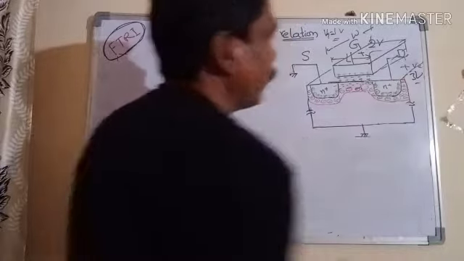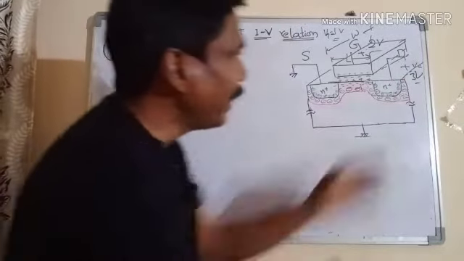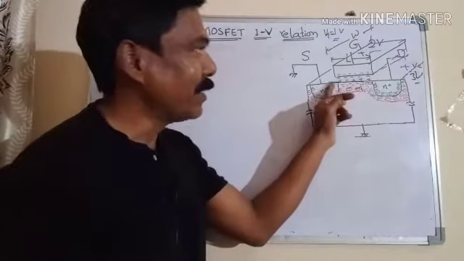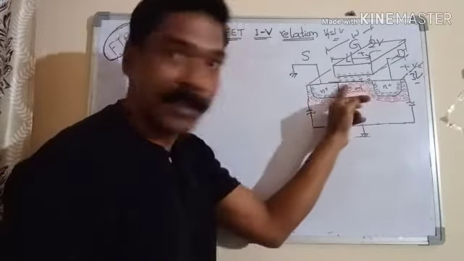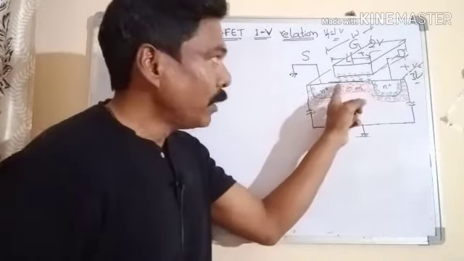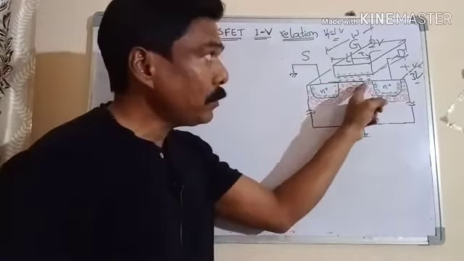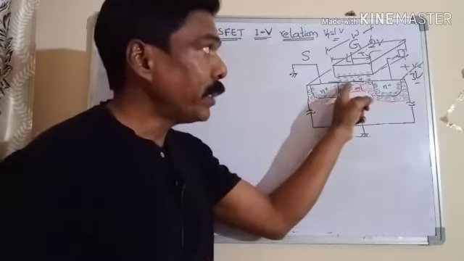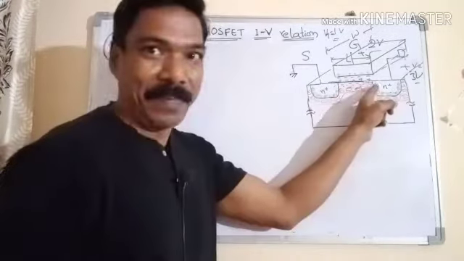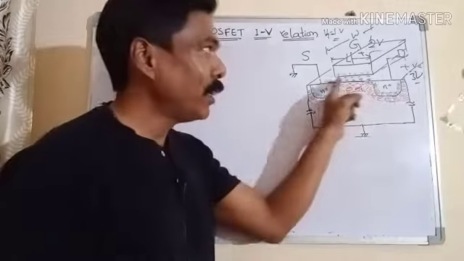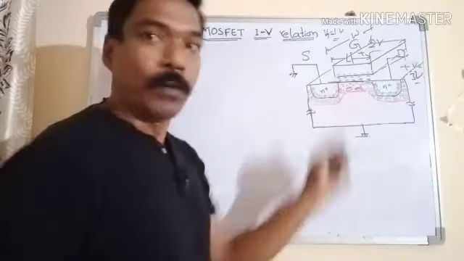Now, 3 volts. What will happen? Drain side it is 3 volts, source side it is 0 only. There is a connection between source and drain through the mobile carrier charge there. So the voltage along this channel will be varying from 0 to 3. At this side it is 3 volts, at the source side it is 0 volts.